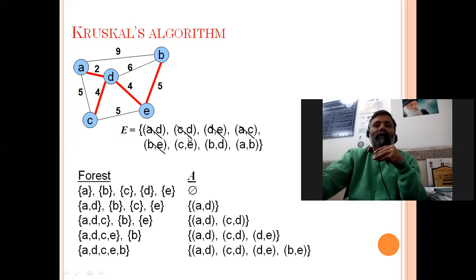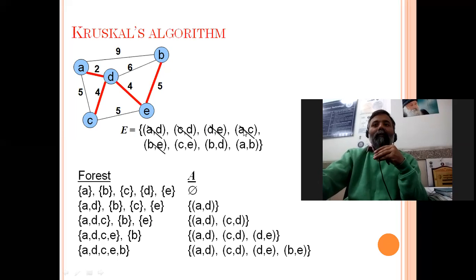Next one we have CD. You can see C is in this set and D is in this set. So again, both are in different sets. Then CD will be included in A, and we will again merge AD and C, and we will get this one. Now next one, DE. D is here and E is here. Both are in different sets. Then again DE will be included in this set A, and we will merge this set and this set.